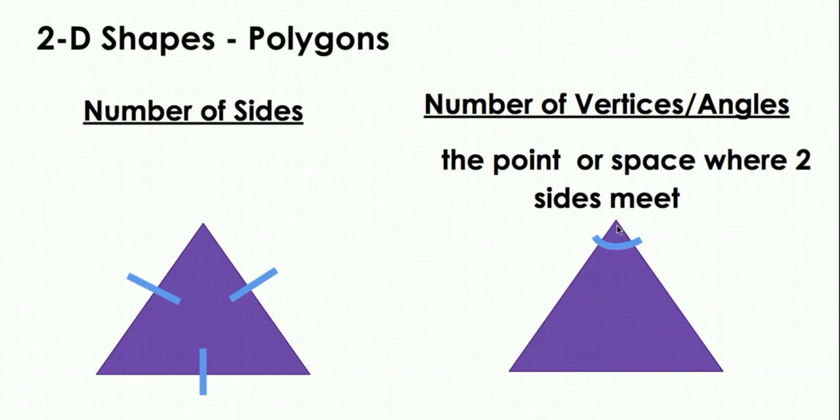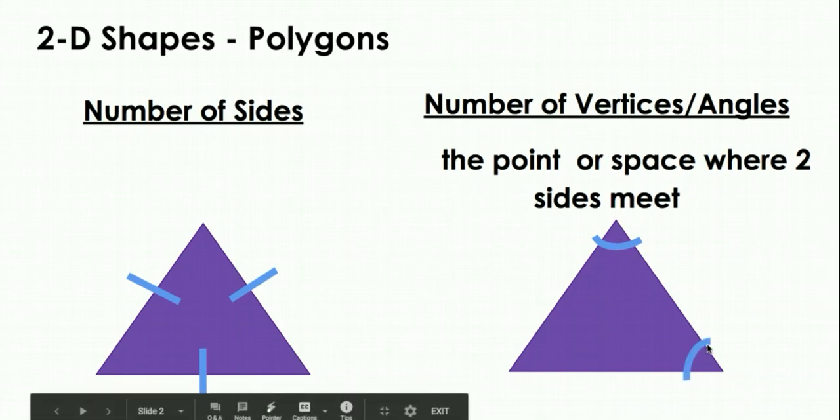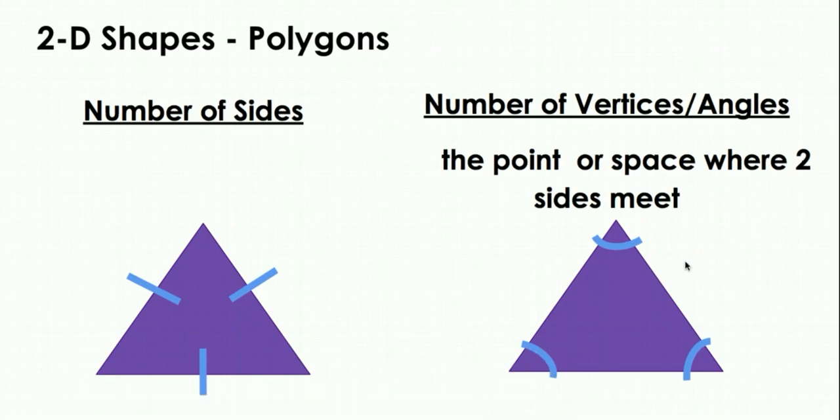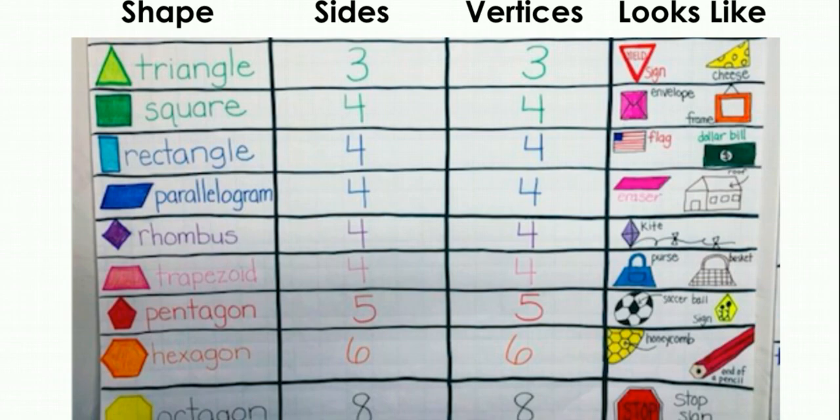So there's one angle, one vertice, two angles, two vertices, three angles, three vertices. We can identify this shape, as y'all know at home, as a triangle. A triangle has three sides and three angles or three vertices. We are now going to look at a chart of all different types of polygons. I will also upload this chart to the Padlet so that you can refer back to it. So these are the polygons we need to know, and I'll go through each of them with you.